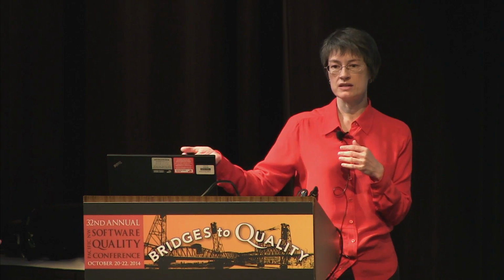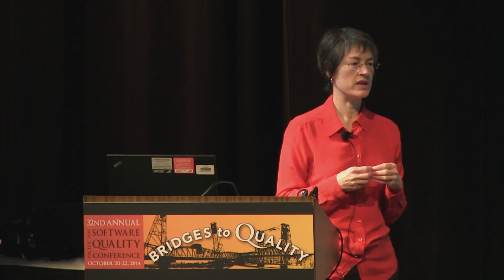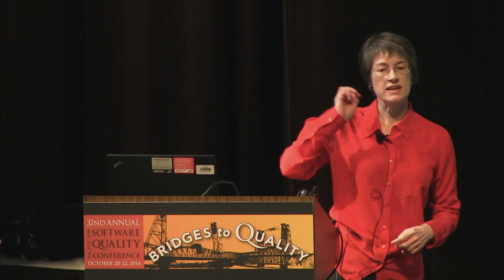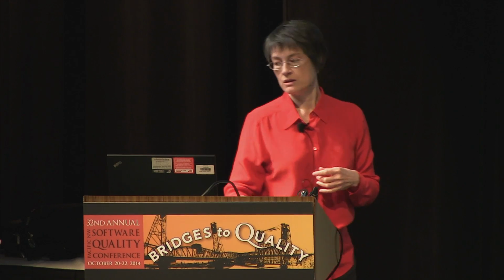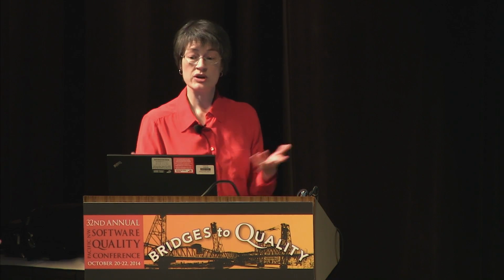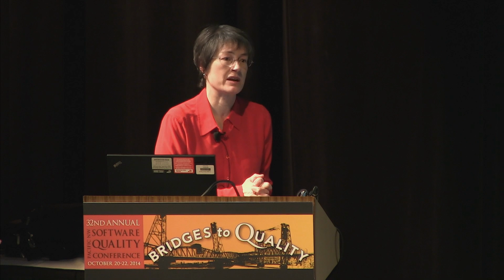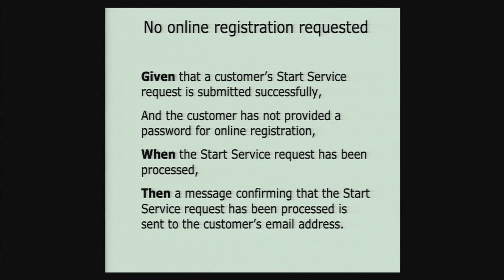And so writing the acceptance criteria this way pulls all that technology jargon out of it, and really it's just, these are the preconditions, and here's what I want to happen at the end, and you guys figure out how to make that happen. So here's one when they don't request an online registration. It's essentially the same thing. Given all this stuff, they haven't requested it. When the start service request has been processed, then a message is sent.